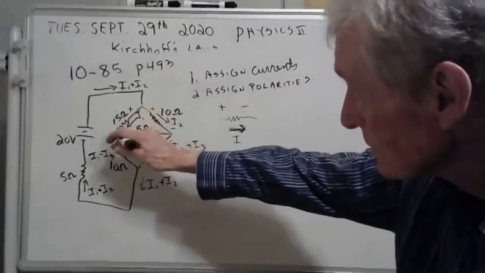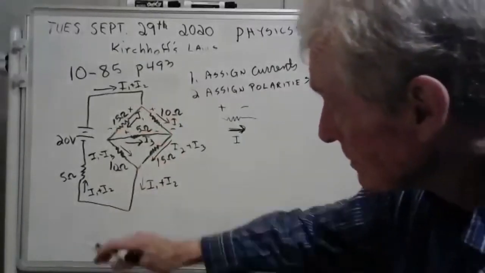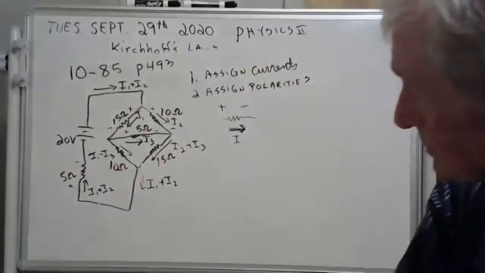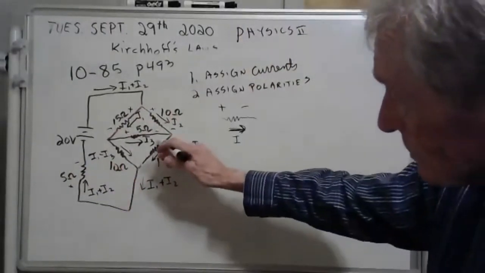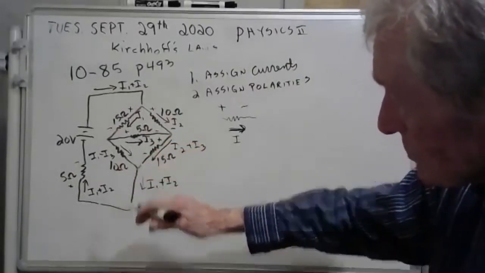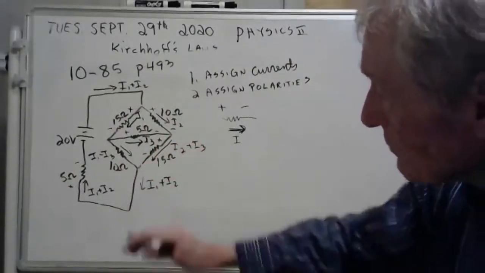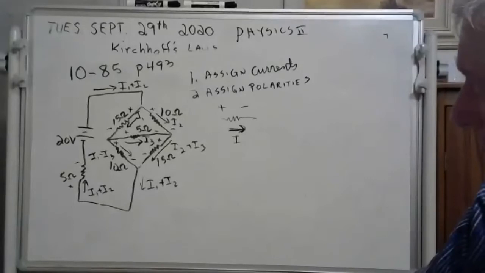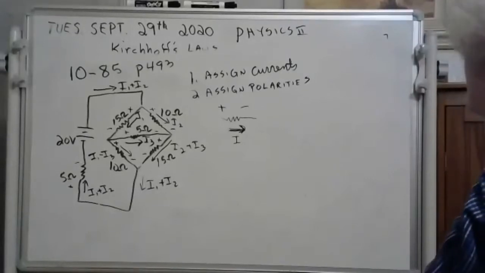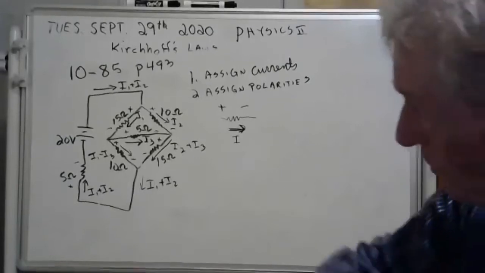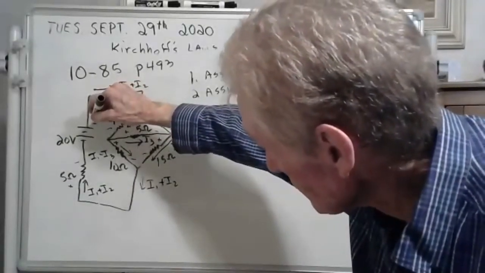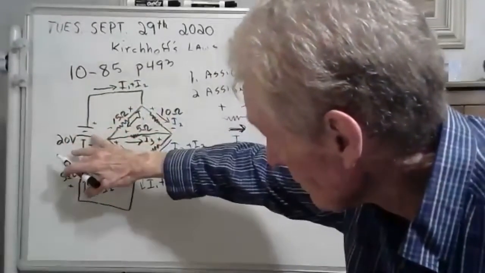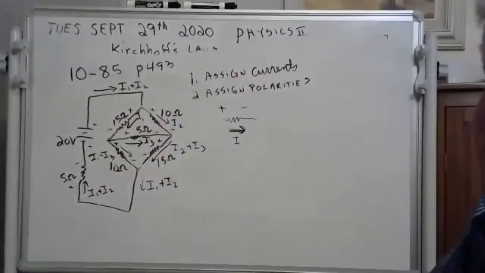And this one's plus, this one's minus. See, if the current's going this way, this one's plus, this one's minus. Now we've assigned polarities. And of course, on the battery, one of my excellent students asked about the battery. The big end there is always the plus end, and that's the minus end.